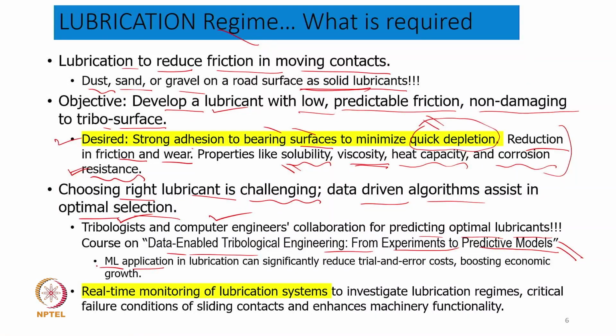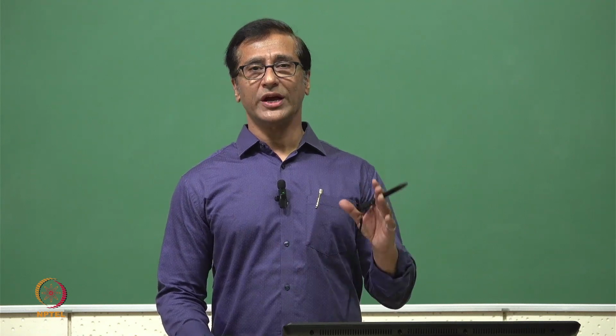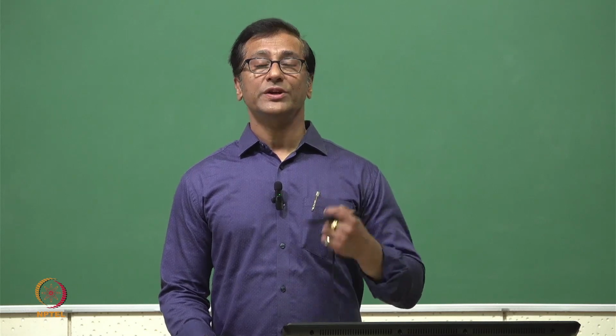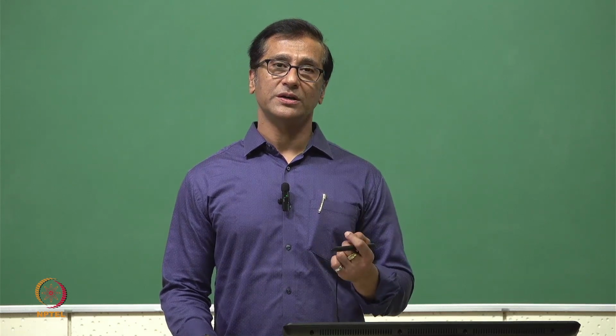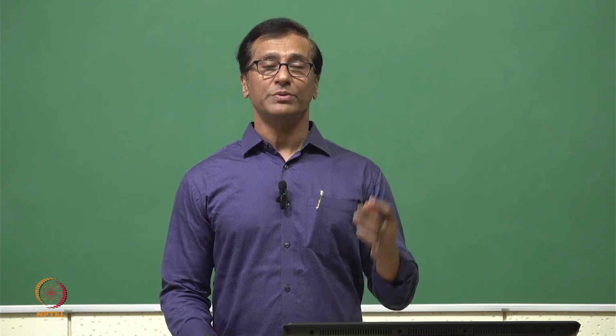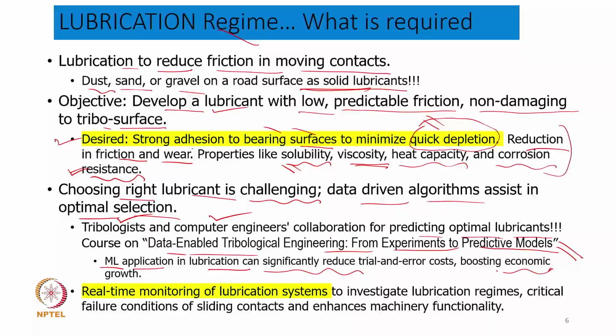And we say ML, machine learning application in lubrication, can significantly reduce trial and error cost. Many times we say, okay, we'll mix 0.05%, 0.1%, 0.15%, 0.2%, we'll try. But if we are able to extract good knowledge from literature, and then predict what will happen if I mix 0.05, or if I add 0.1, we do a lesser number of experiments and get better results. That will boost economics, and economic growth in this situation.